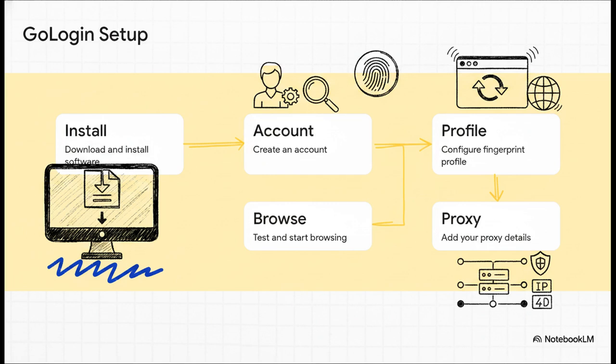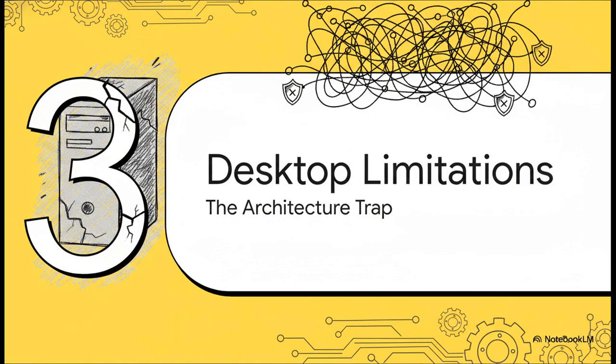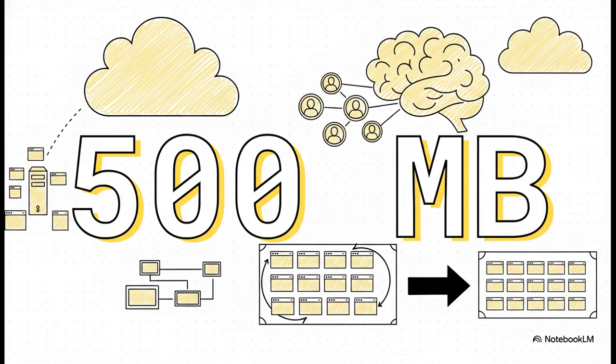It's a very structured process, but pay close attention to step 1. You absolutely must install the desktop software. Which brings us to Section 3, the desktop architecture trap. 500 megabytes. Actually, let that sink in for a second.